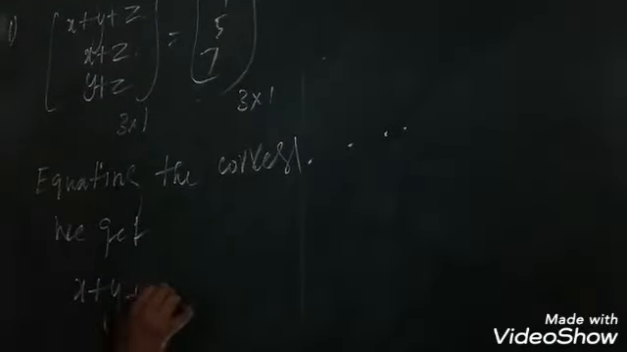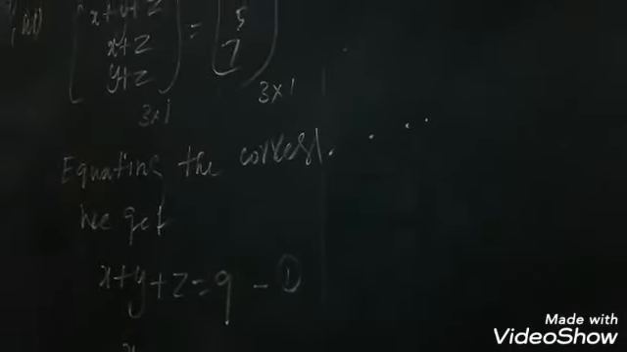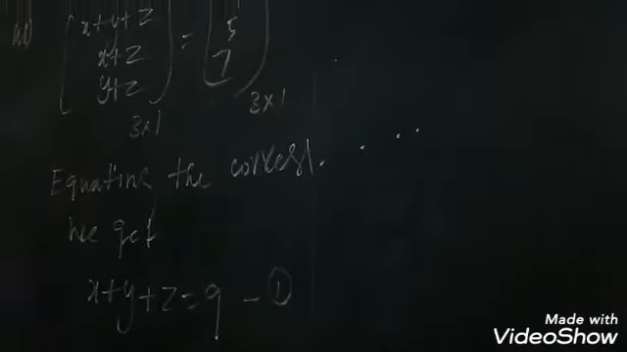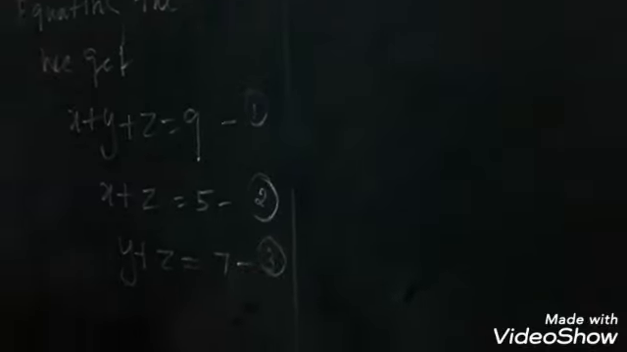We get, so the first element, what is the first element? x plus y plus z is equal to 9. This is considered as equation number 1. Then x plus z is equal to 5. This is considered as equation number 2. The last, y plus z is equal to 7. Okay, this is considered as equation number 3.